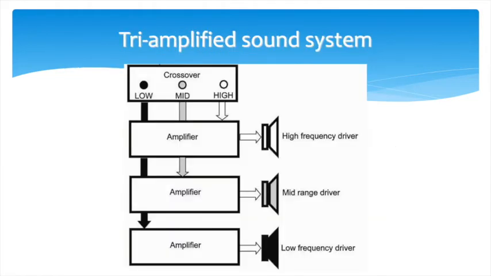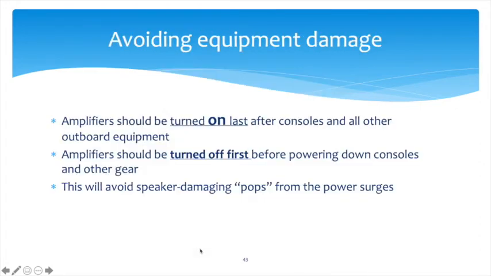On a tri-amped system, you can see here, we then go low, mids, and highs, and we'd send each of those to its own amplifier. Lows would go to the low frequency driver, mids would go to the mid driver, and then highs would go to the high frequency driver. Generally a pretty small amp, and then a medium-sized amp, and then a huge amp for the lows.